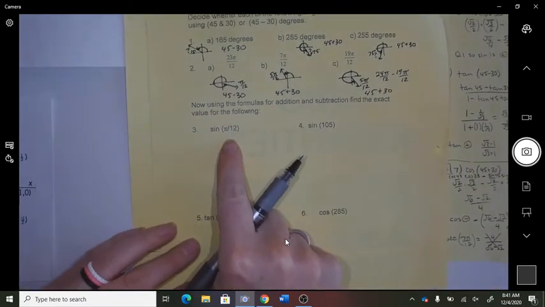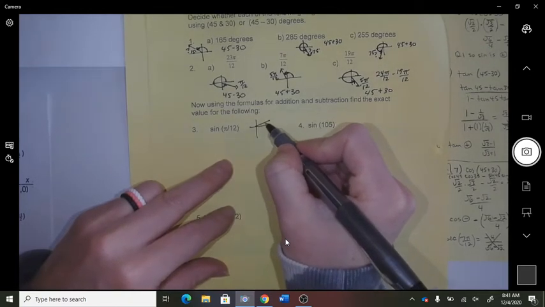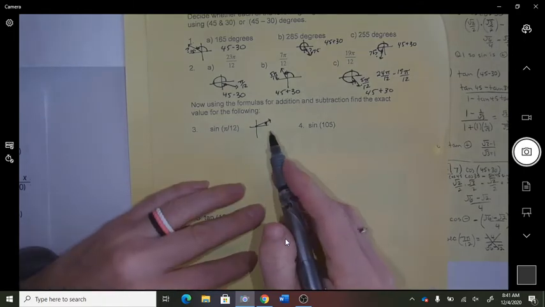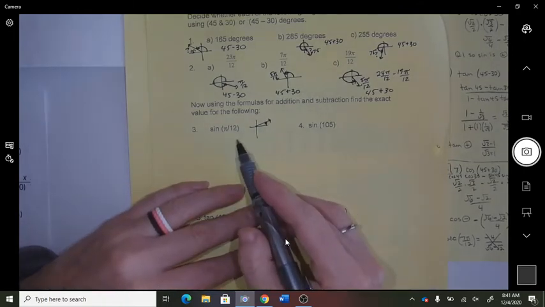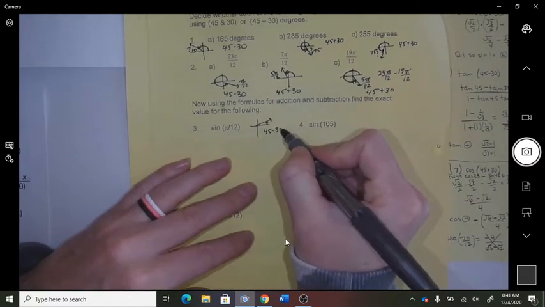Okay, so sine of pi over 12. That would be right here. So we're going to be subtracting, because that's 15 degrees: 45 subtract 30.